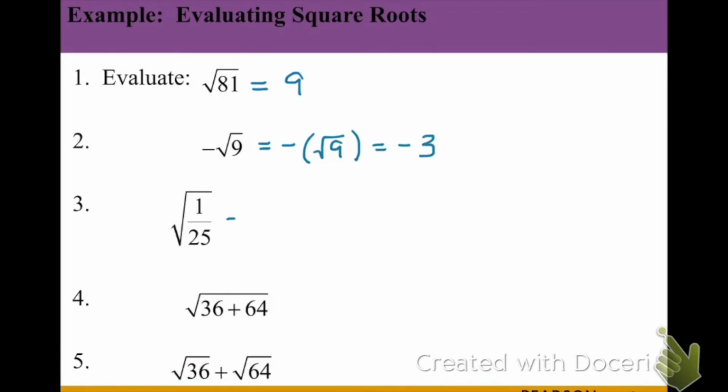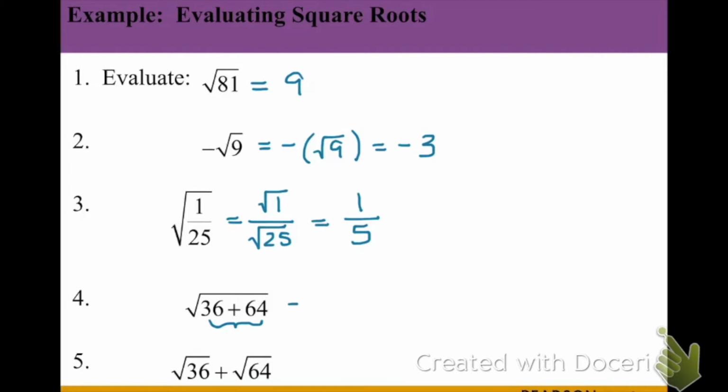On our third example, we can also go ahead and take the square root of a fraction by taking the square root of both the numerator and the denominator. In this case, the square root of 1 is 1, and the square root of 25 is 5. And this gives us an answer of 1/5.